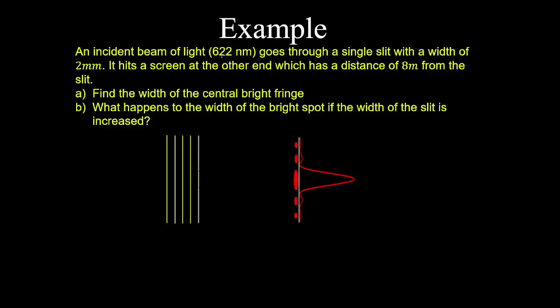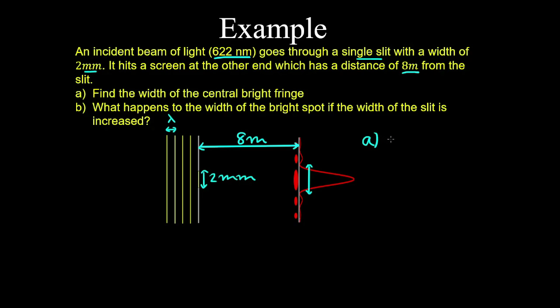An incident beam of light with the following wavelength goes through a single slit with a width of 2 mm. Now it hits a screen at the other end, which has a distance of 8 meters from the slit. And in part A, we're asked to find the width of the central bright fringe.